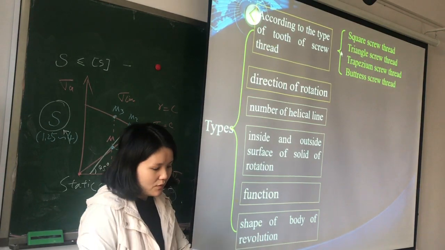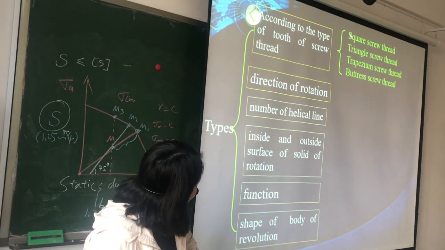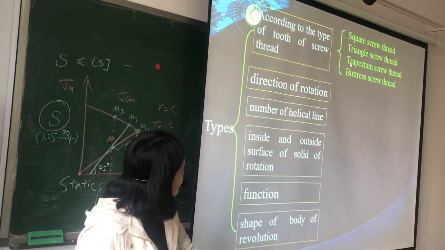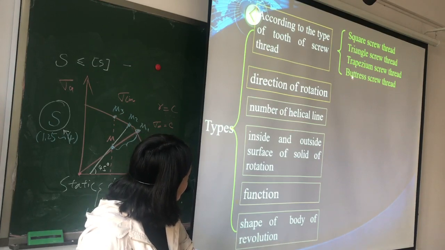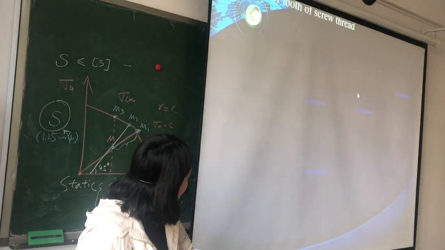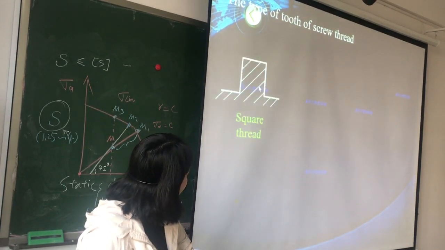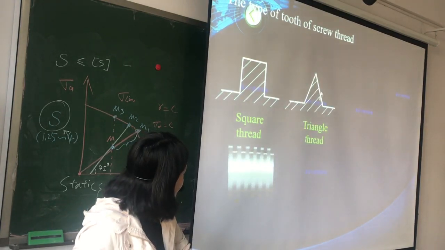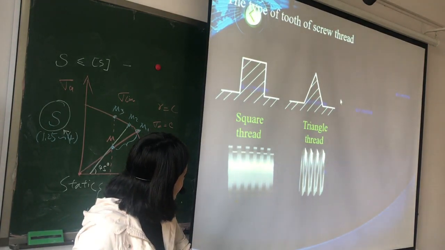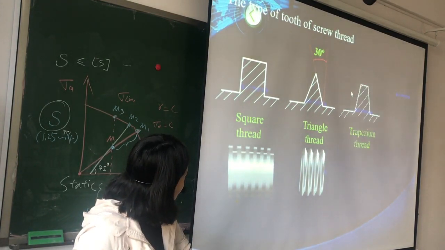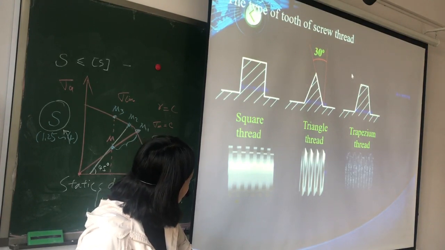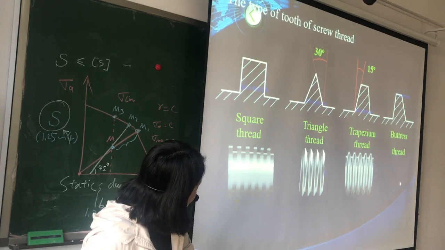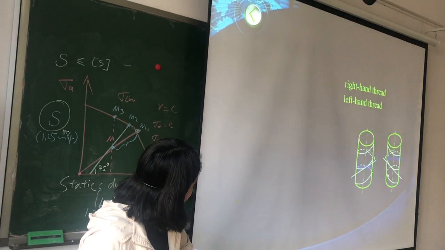According to the type of tools of screw thread, it can be divided into square screw thread, triangle screw thread, trapezoidal screw thread, and buttress screw thread. Well, this is the square thread, and this is the triangle thread, and this is the trapezoidal thread, and this is the buttress thread.